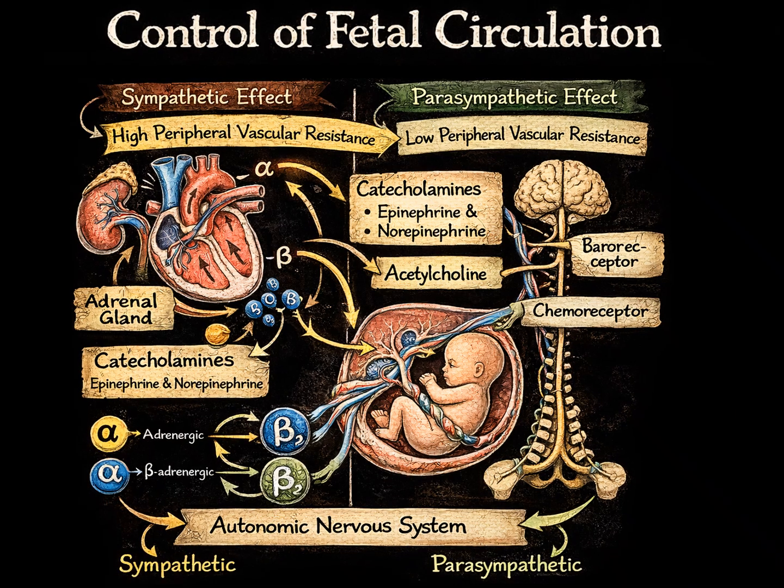Control of fetal circulation. Circulating catecholamines exert their effect by activating alpha and beta adrenergic receptors, which mature early in gestation, independent of the maturation of the autonomic nervous system in the third trimester. The autonomic nervous system affects the fetus through sympathetic and parasympathetic pathways, influenced by the catecholamines, chemoreceptors, and baroreceptors, ultimately contributing to high peripheral vascular resistance in the fetus.